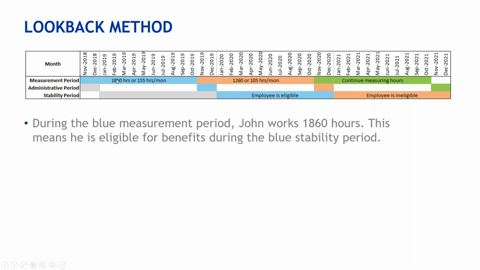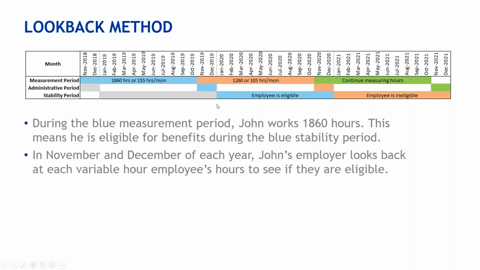So, following our example, during the blue measurement period, we look at his hours. And during November and December of each year, John's employer, right here, is going to be looking back at each employee's hours to determine if they are eligible. Based on John's hours in this measurement period, we're going to look at his hours during this time in November and December, and John is going to be eligible for this entire stability period.